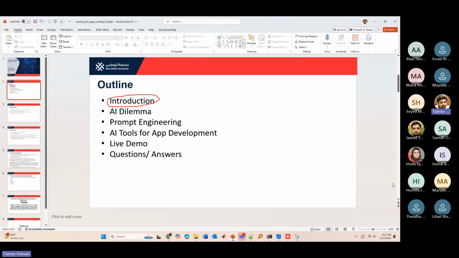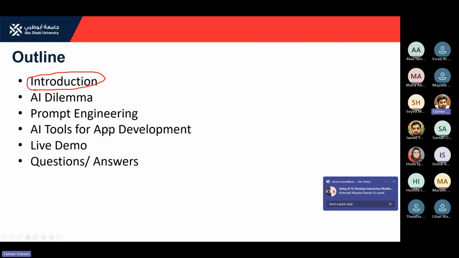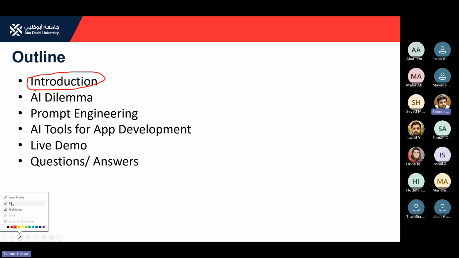All right, okay. So first of all, we will discuss what mobile applications, web applications, and desktop applications are in general, what cross-platform applications are, and how we can use AI in order to develop those applications. Then we're going to talk about some of the dilemmas that we have related to AI.